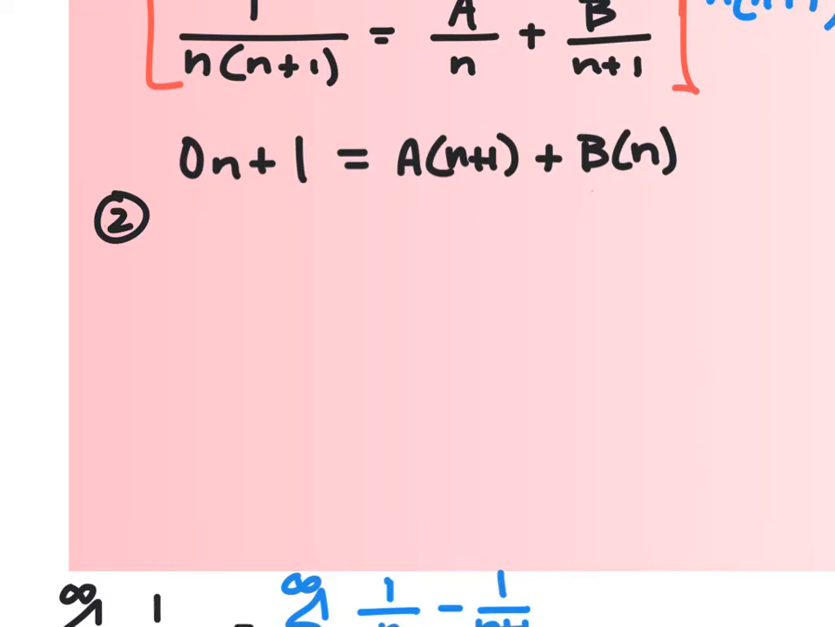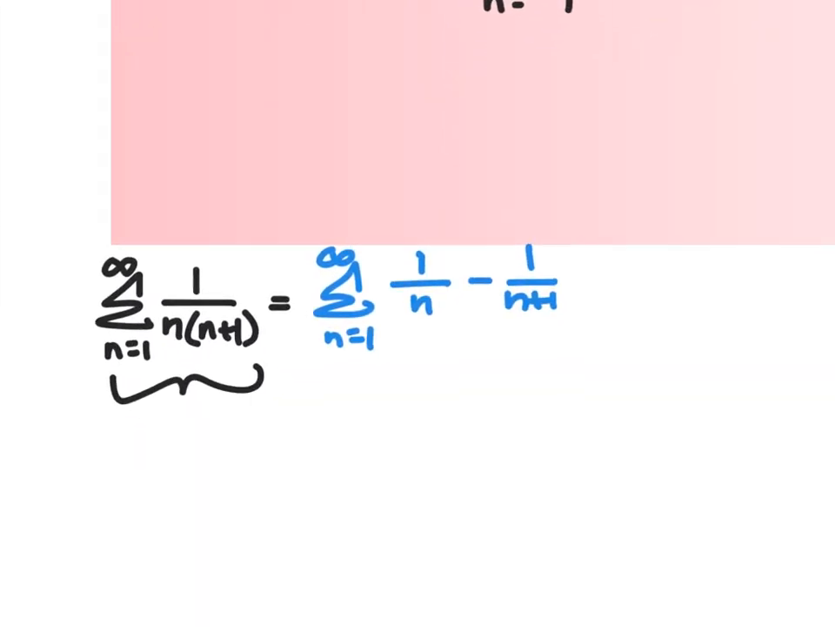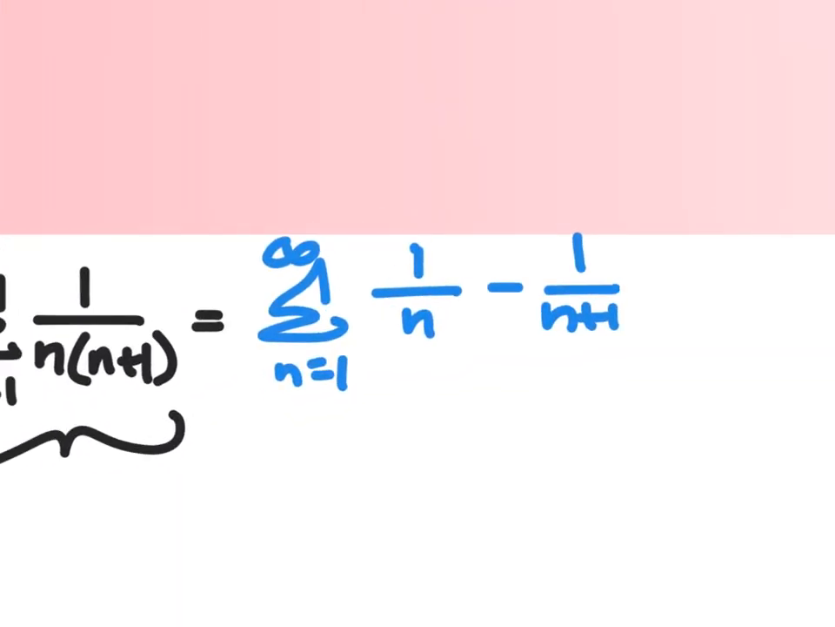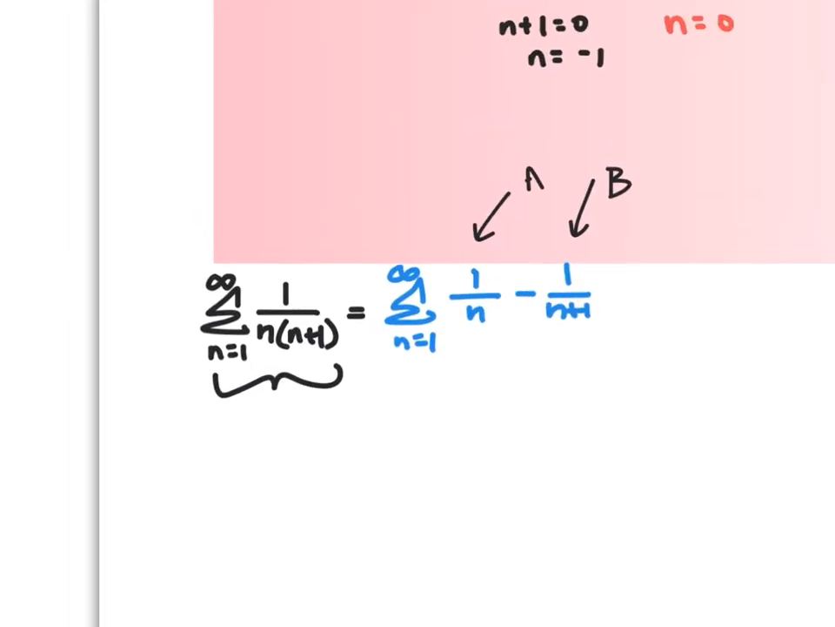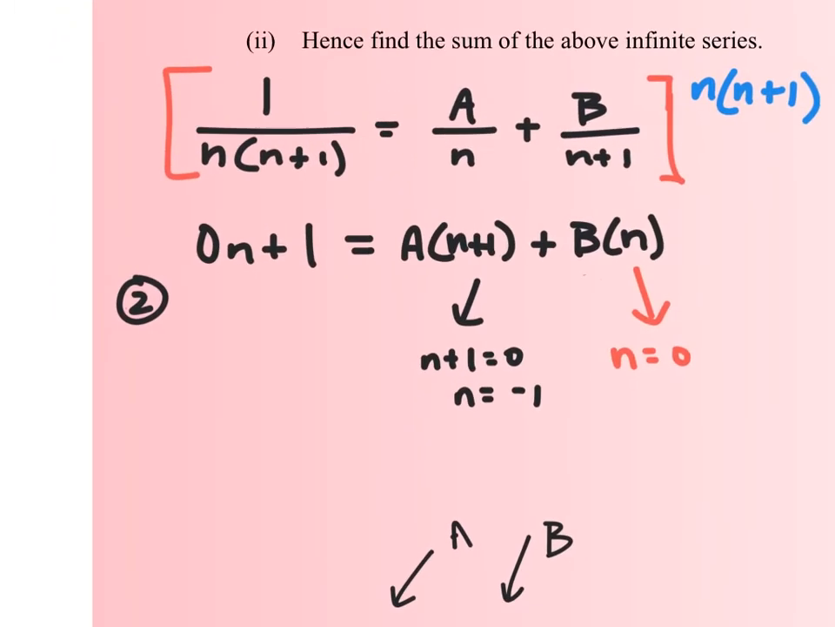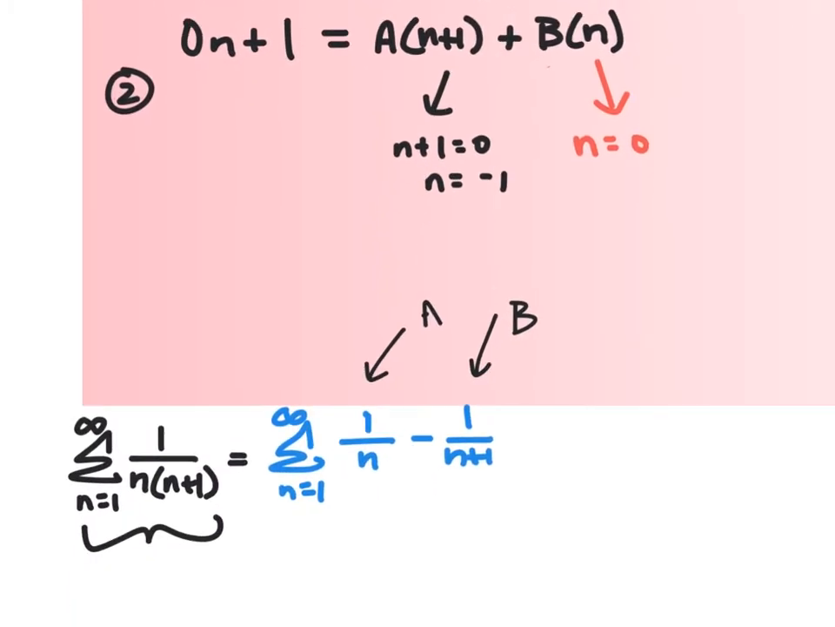So in essence, what did I do for option 2 of our algebra? I picked values for n that would make this 0, so I set this equal to 0. So I plug in that, and I plug in that. And that will get me my values for a and b much quicker. So I've got here a, and I've got here b. Okay, so now what, right? That's part 1 complete. Hence, find the sum of the above infinite series.